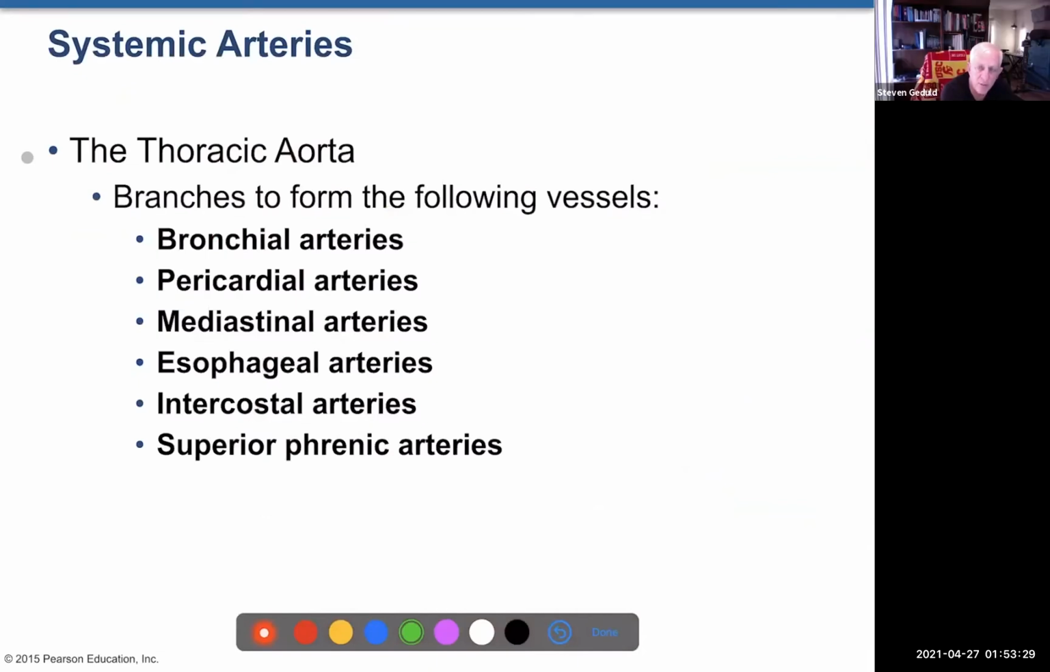All right, now the thoracic arteries. So branches from the descending aorta that are in the front where it's the thoracic aorta, it branches off onto the bronchial arteries, the pericardial arteries, mediastinal arteries, esophageal arteries, intercostal arteries, and the superior phrenic arteries. Those are all branches of the thoracic aorta.